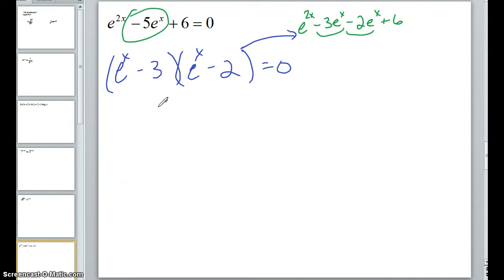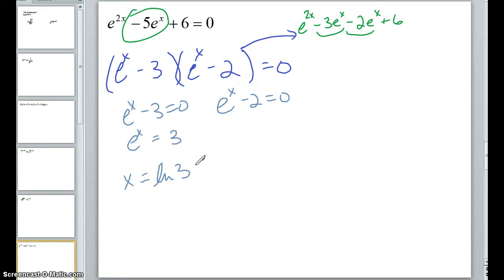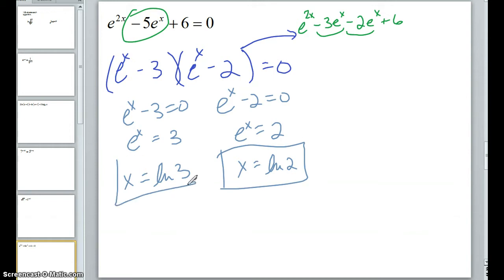All right, so from here, we're going to use the zero product property. So e to the x minus 3 equals 0. e to the x minus 2 equals 0. Add 3, and we get x is equal to ln 3. e to the x equals 2, so x is ln of 2. This one has 2 answers. All right, that's it for that one.